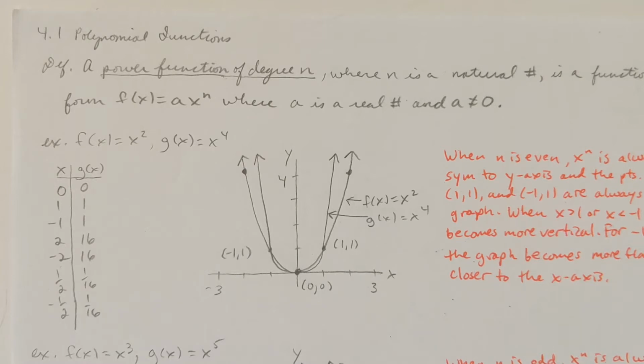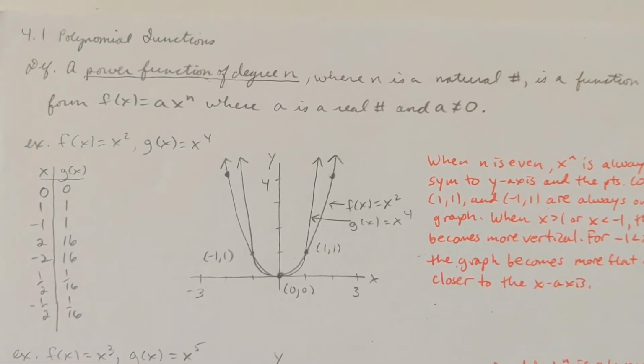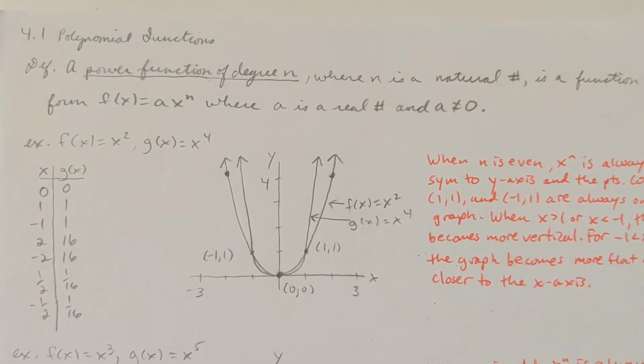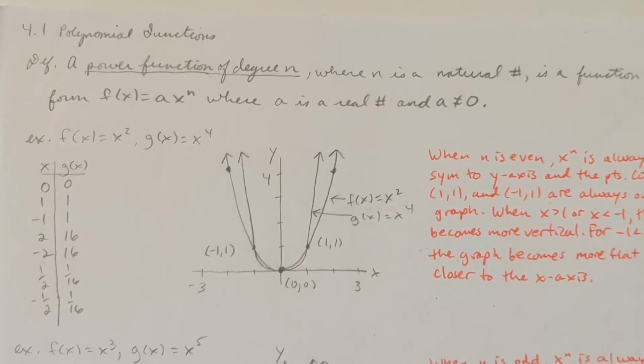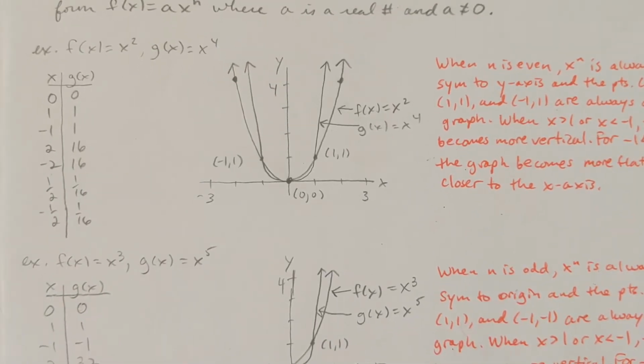Definition: a power function of degree n, where n is a natural number, is a function of the form f of x equals a times x to the n, where a is a real number and a is not 0. Okay, so f of x equals x squared and g of x equals x to the fourth.